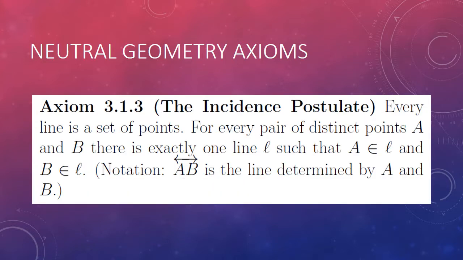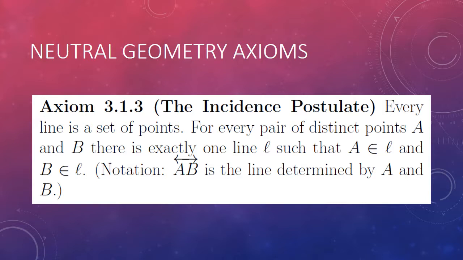The next axiom is the incidence postulate. This is almost exactly axiom 1 from incidence geometry. It says that every line is a set of points and that any time we have a distinct pair of points A and B, there's exactly one line L that A and B are both on.